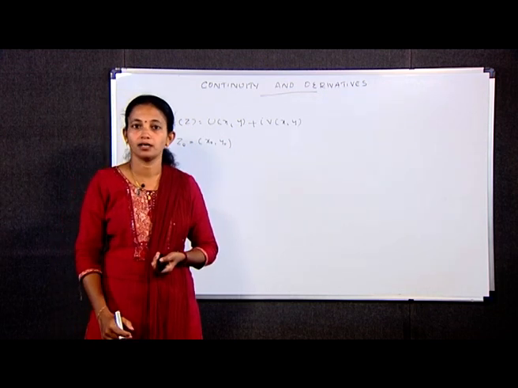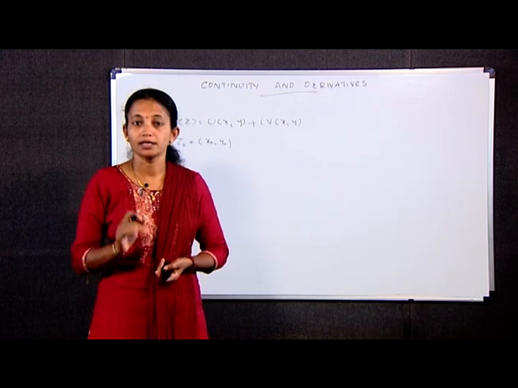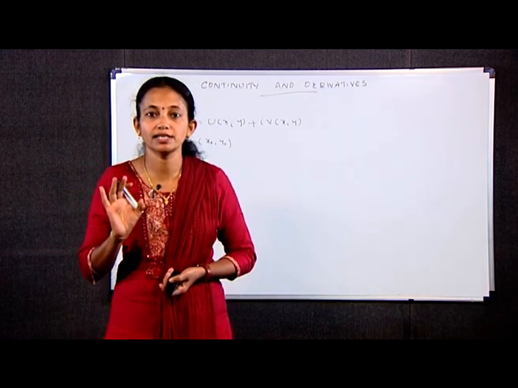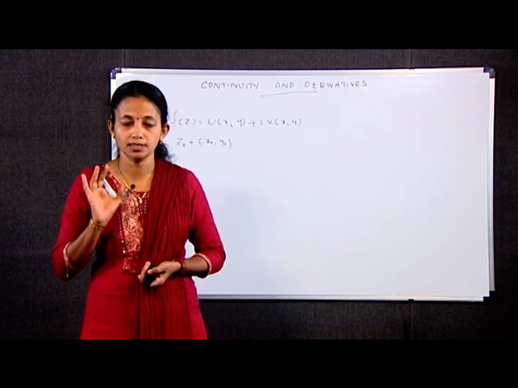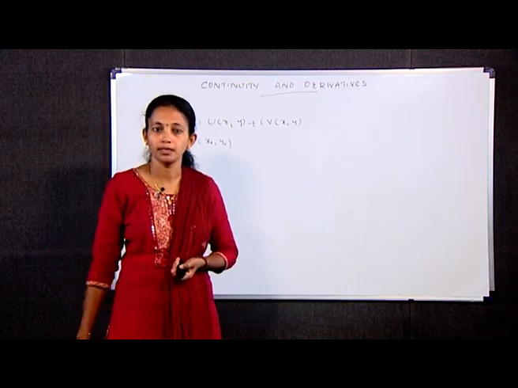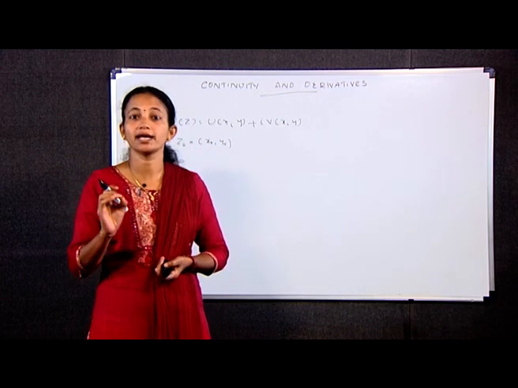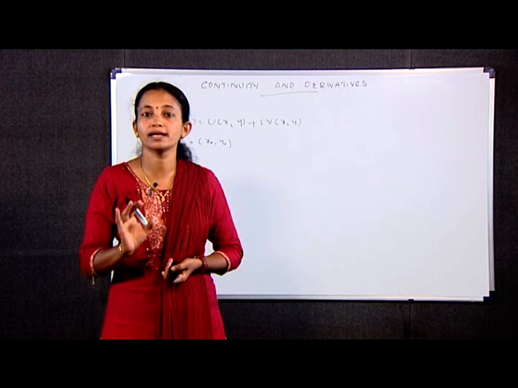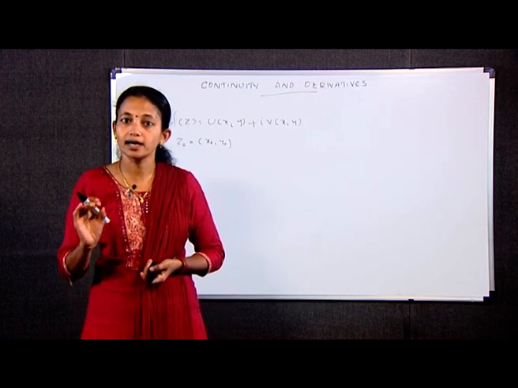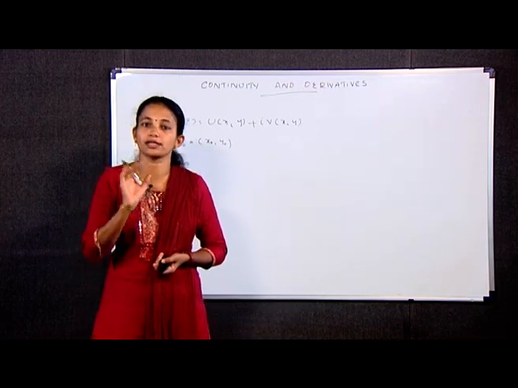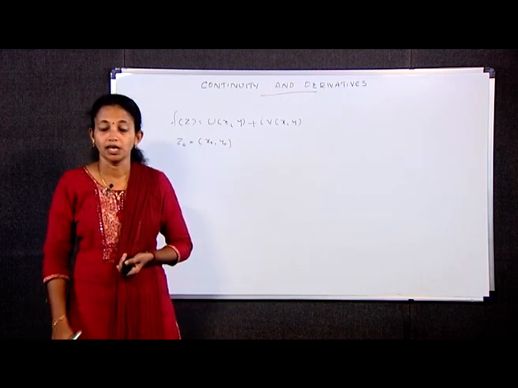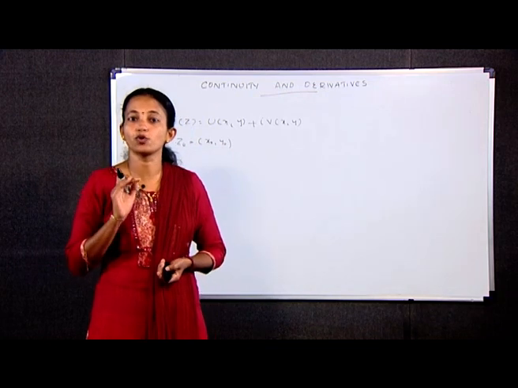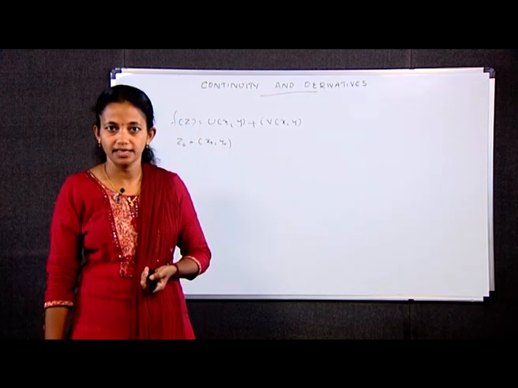We have a remark. In view of theorem 1, the function f(z) is equal to xy square plus i into (2x minus y) is continuous everywhere in the complex plane because the component functions xy square and 2x minus y are polynomials in x and y and are therefore continuous at each point (x,y). Limit laws of sum, product and quotient lead to the following theorem. Next we have a theorem.